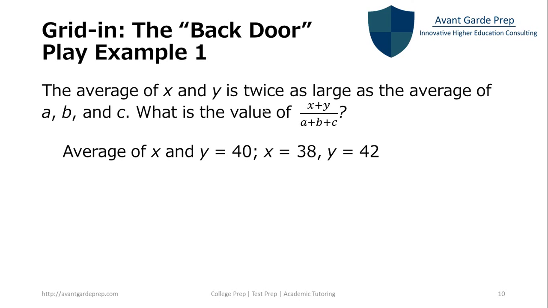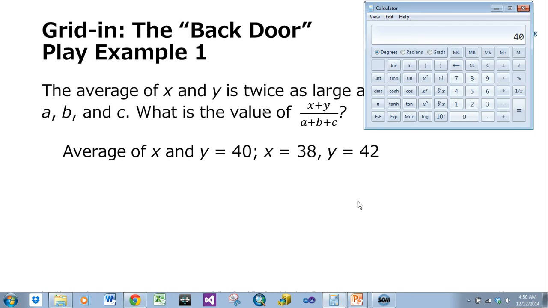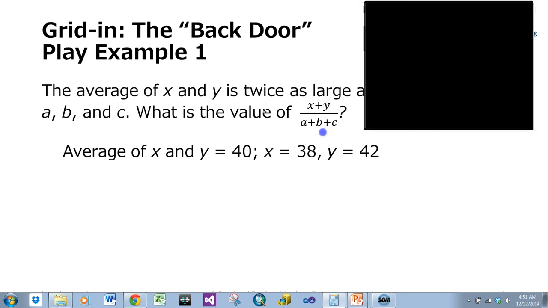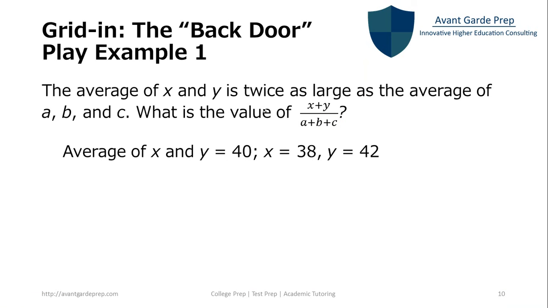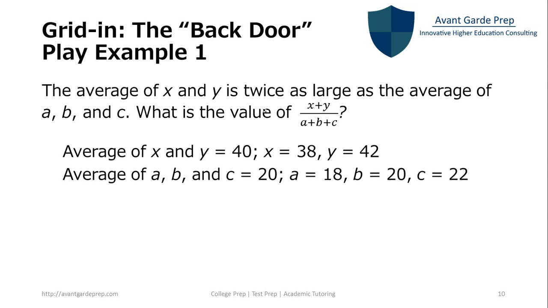So the average of A, B, and C needs to be half of 40. So if we divide 40 by 2, that's 20. And so let's pick some numbers that are going to average to 20 for A, B, and C. So here you can see I've chosen A to equal 18, B to equal 20, and C to equal 22. The same logic applies as before.